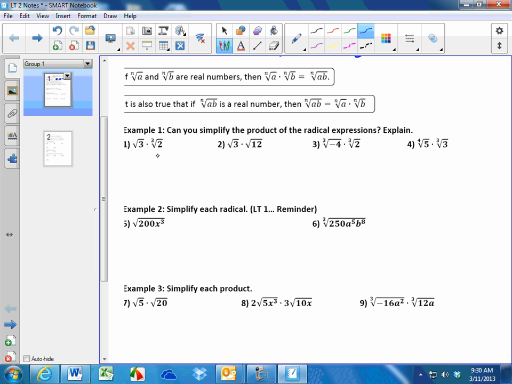No, why not? Exactly. No, different indices. Number 2, square root of 3 times square root of 12. That's the square root of 3 times 12, which is square root of 36. Nice number to have. Reduces to 6.